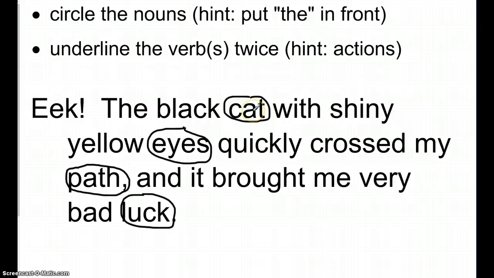And I'm thinking of my noun, the cat. What did the cat do? It crossed. And is there anything else the cat did? Is there something else I can do? Brought. I brought something. Our other check was to see, can you put ing at the end of the main verb? Crossing. Brought, we wouldn't say broughting, but we know that the present tense form of that is bring, and I could say bringing. And so those are our action verbs.